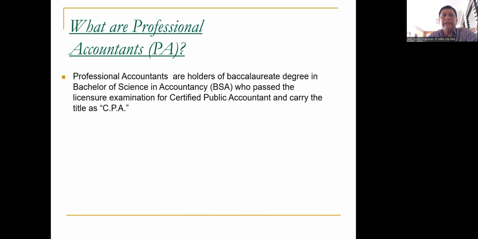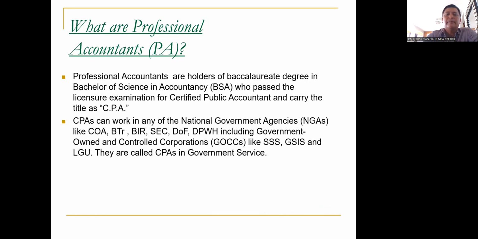Okay, this leads us to the question, what are professional accountants? Professional accountants are holders of a baccalaureate degree in Bachelor of Science in Accountancy. And then after graduation, they pass the licensure examination for certified public accountants and carry the title CPA.